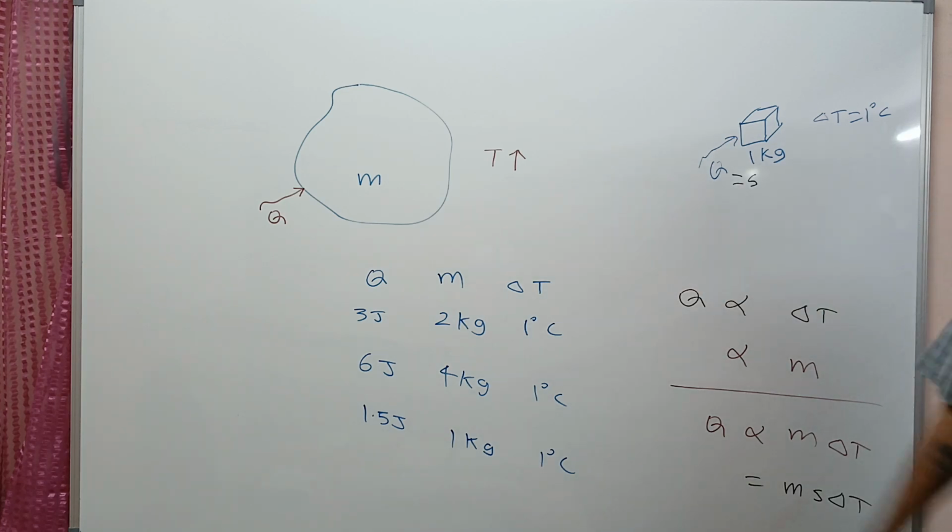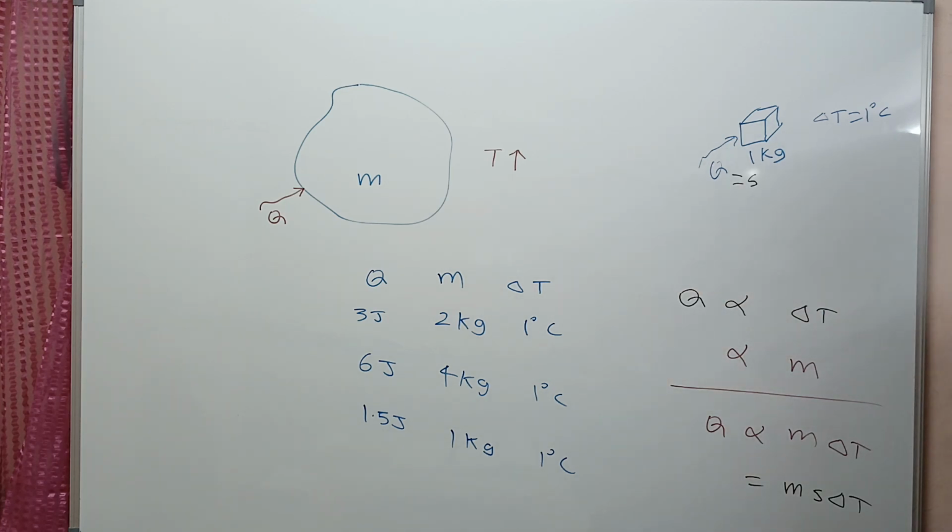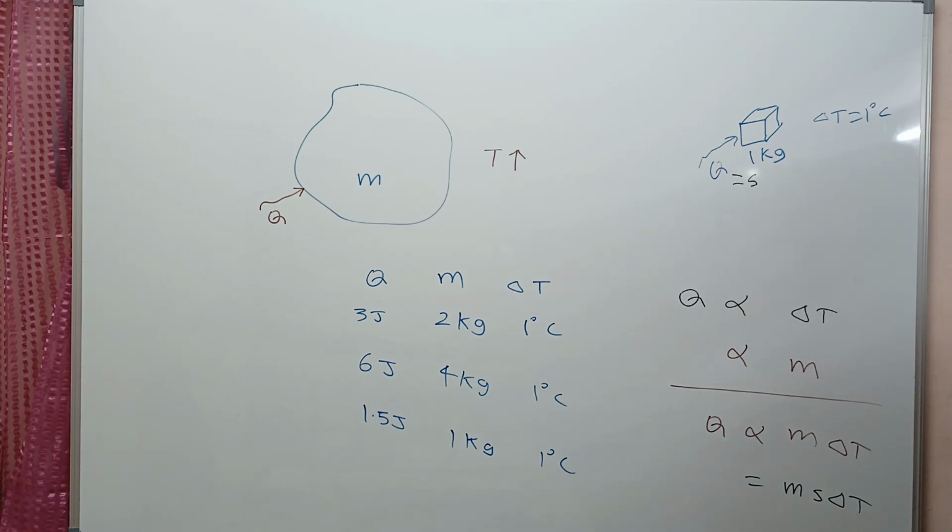So this is a material property. If that is made of copper, copper will have one value. If you change it to aluminum, it will have another value. Hydrogen gas will have one value. So this is a material property.